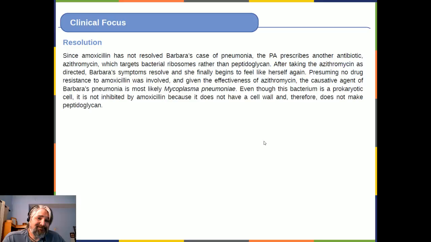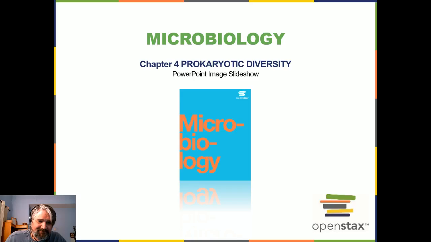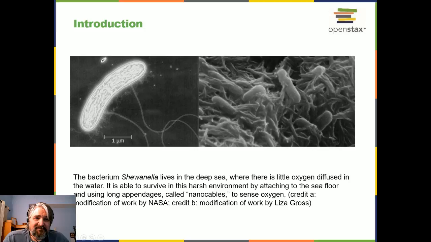All right, let me see if I'm going to start number 4, maybe a little bit. Let's take a look. Let's shut that down. That's number 3. Yes, I will save number 4. All right, prokaryotic diversity is number 4. So let's go into 4.1 just a little bit. There we go.